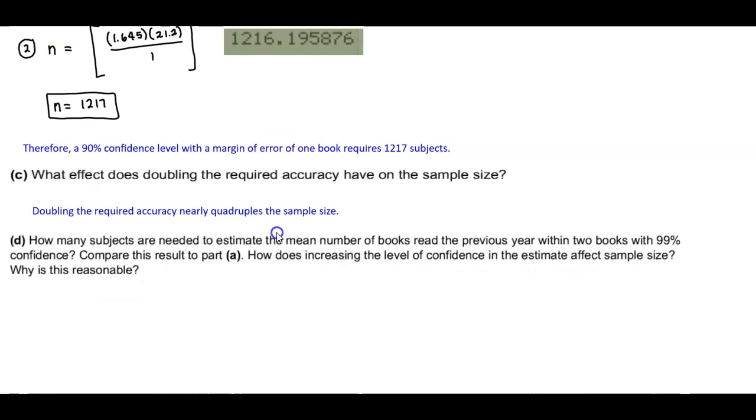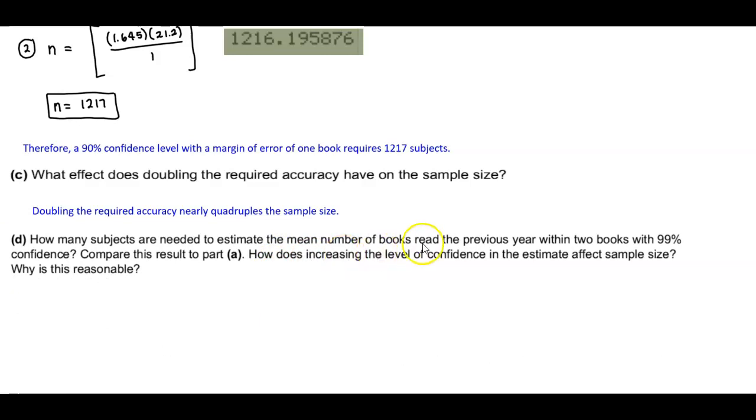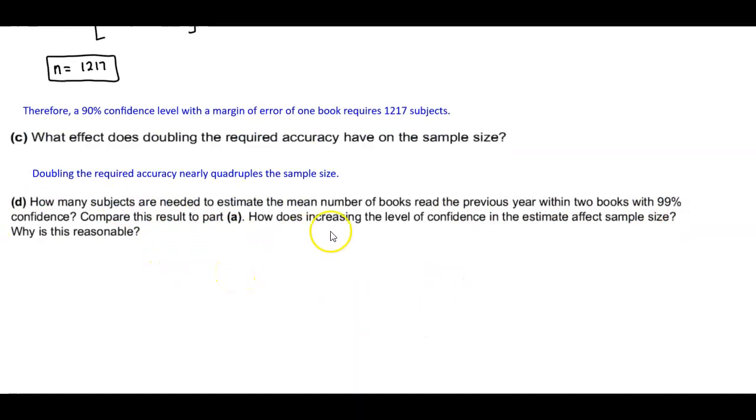Okay, now let's take a look at part D. It says, how many subjects are needed to estimate the mean number of books read the previous year within 2 books with 99% confidence? And compare this result to part A. And then how does increasing the level of confidence in the estimate affect sample size, and why is this reasonable?